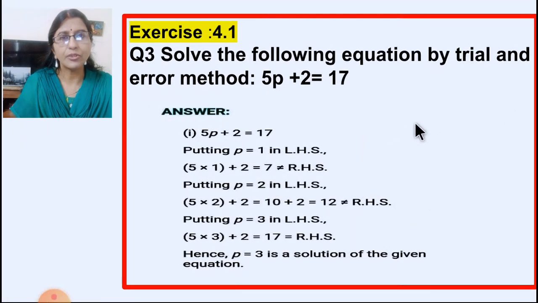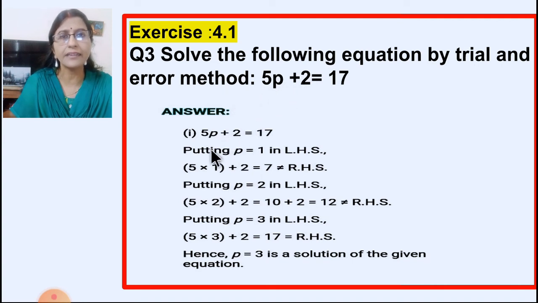Now one more question, exercise 4.1, question number 3. Solve the following equation by trial and error method: 5p plus 2 is equal to 70. And here you can see in this equation they have not given any value to this variable. So we will have to find it by which method? By trial and error method.